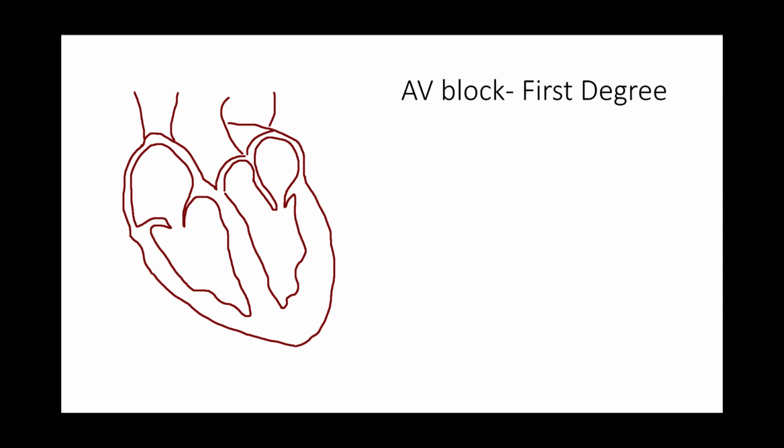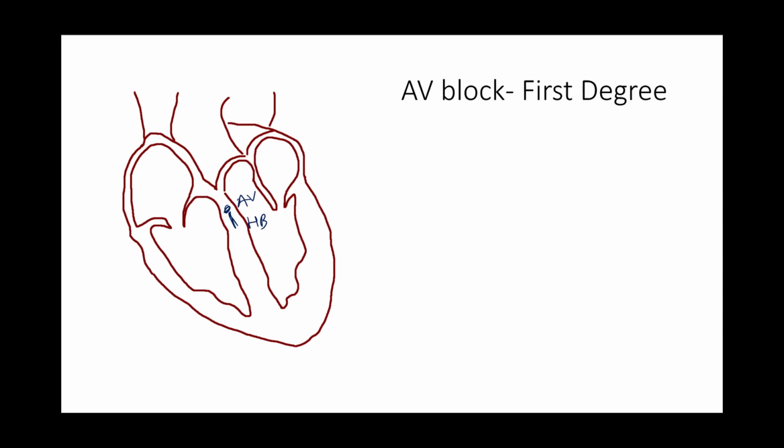Let's start with AV block first degree. Remember that this is an issue occurring somewhere in the AV node or the bundle of His just below it. When assessing for any type of AV block, you want to look at the relationship between the P wave and the QRS complex, because it is between those two that conduction through the AV node occurs.